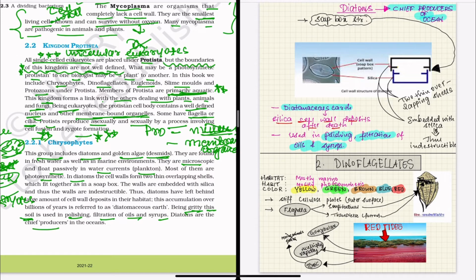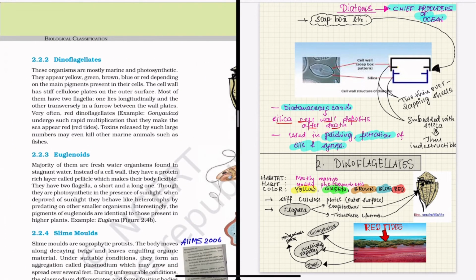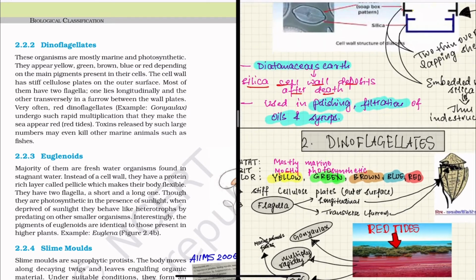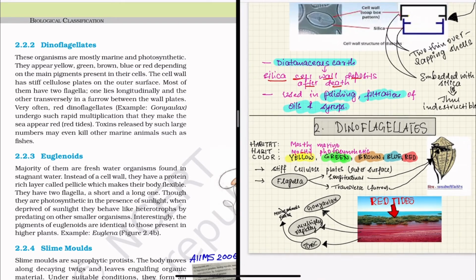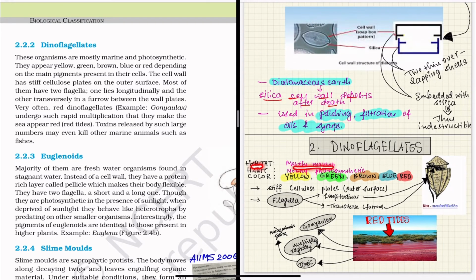Now we come to dinoflagellates. Their habitat is mostly marine, and their habit is mostly photosynthetic. Their color is yellow, green, brown, blue, or red, depending on the main pigments present in their cells. If the main pigment is yellow, then they are yellow; if it is green, then green, and so forth. They have stiff cellulose plates on the outer surface.